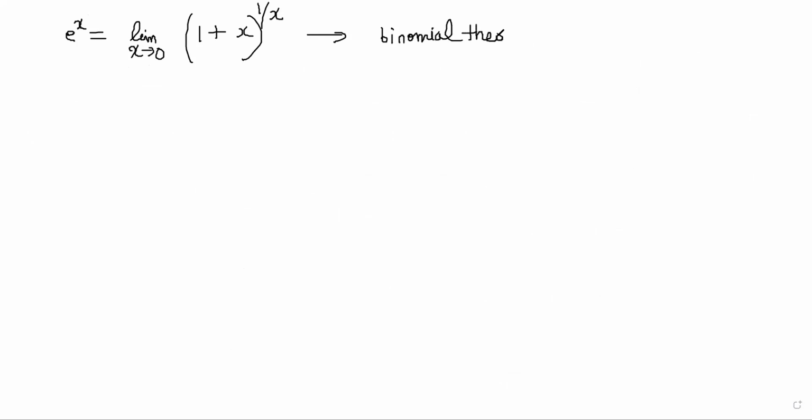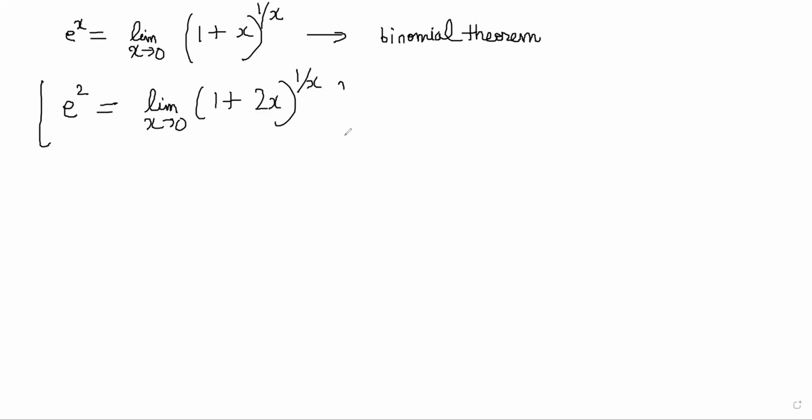We also saw how we got the e power x definition. e is basically the limit as x tends to 0 of (1 plus x) to the power 1 by x, right? We saw this by doing the binomial theorem on this. So basically, if it was the limit as x tends to 0 of (1 plus 2x) to the power 1 by x, it would give the answer of e squared.